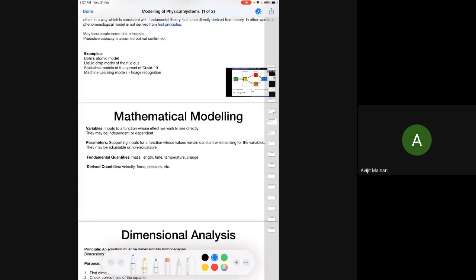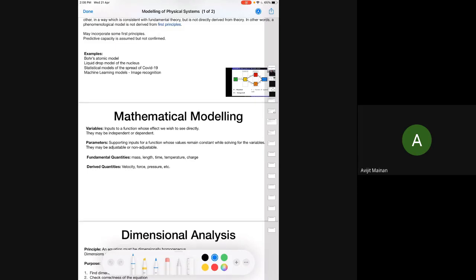Now, what is a variable? And how do you distinguish a variable from a parameter? So the variables are the inputs to a function whose effect we wish to see directly. So when you write something as a function of x and y, then x and y are the variables. Simple enough. Now the two variables, they may be either independent or dependent. So you've encountered this when you have done partial derivatives, for example. So x and y may be two independent variables, in which case dy dx is 0. But y may also be a function of x, in which case they are dependent variables.